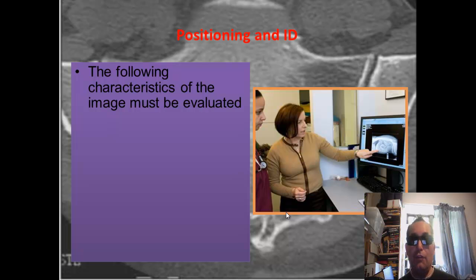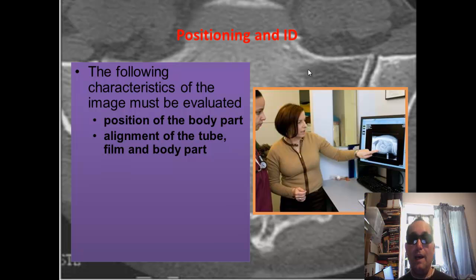The following characteristics of the image need to be evaluated. The position of the body part. Again, if the part is rotated or elongated from unnecessary angle, or simply cut off, all of these are reasons to repeat an examination.